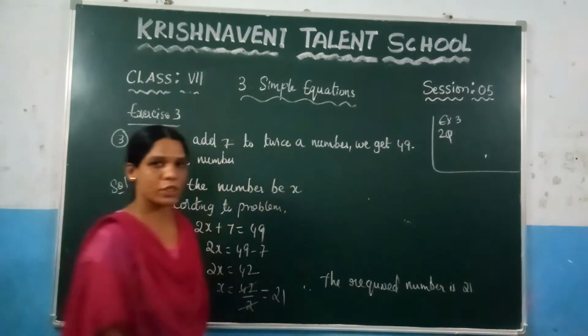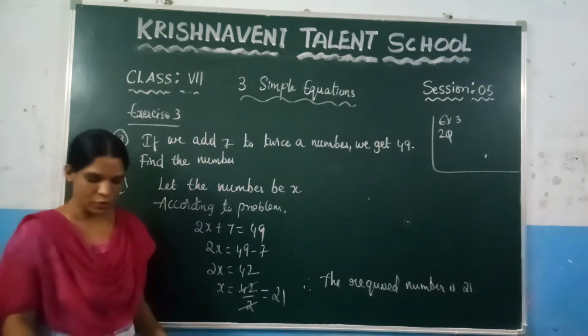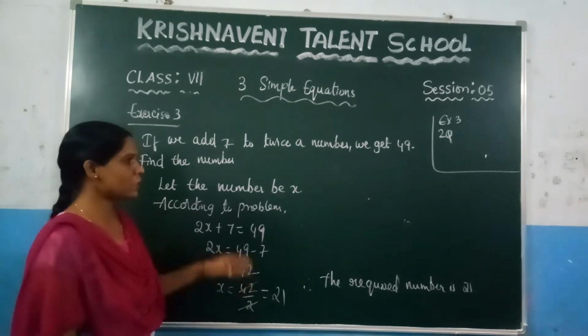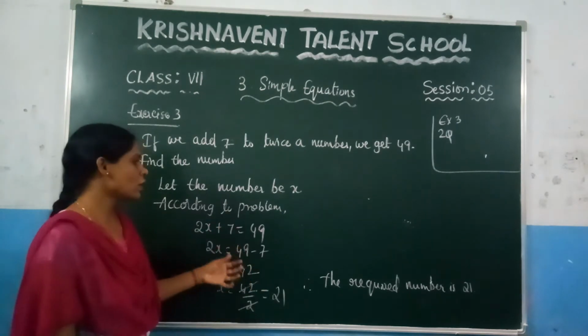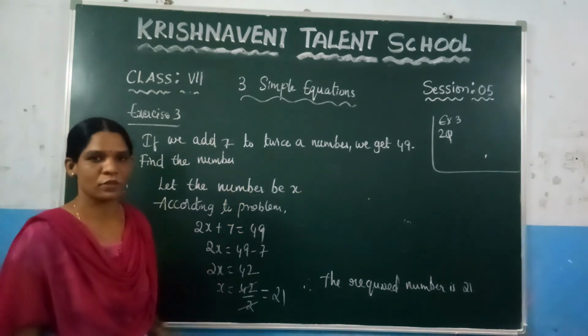Okay. Like this you need to solve the question. If in the question they ask to find the number, since we don't know that number, let us consider that number as some variable. So based on that variable, you can create one equation based on that question.